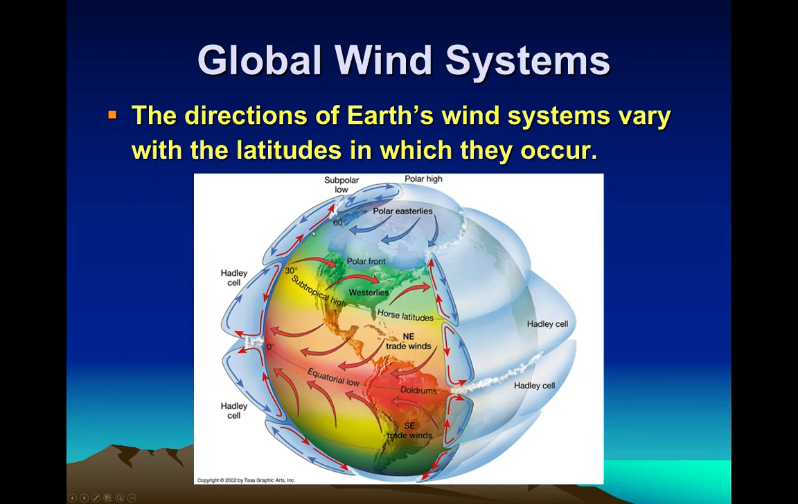I also will need you to know the names of these, so that if I use them on a test, you can reply correctly. This is the polar cells, and they move again away from the pole on the surface and towards the pole higher up. This is called the Ferrel cell. It's not listed here, but it is. And the Ferrel cell is moving north on the surface and then south again up high.